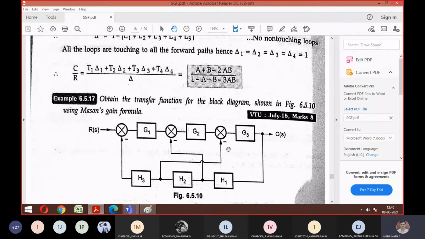So can anyone tell me how many nodes you have? I told you how to count the number of nodes, right? With the help of your what? The summing point as well as your breakaway point. So don't consider the blocks G1, G2, G3 as a node. That is a branch path, or a branch gain, or a path gain, that you can consider between the nodes. So how many nodes do you have, guys?